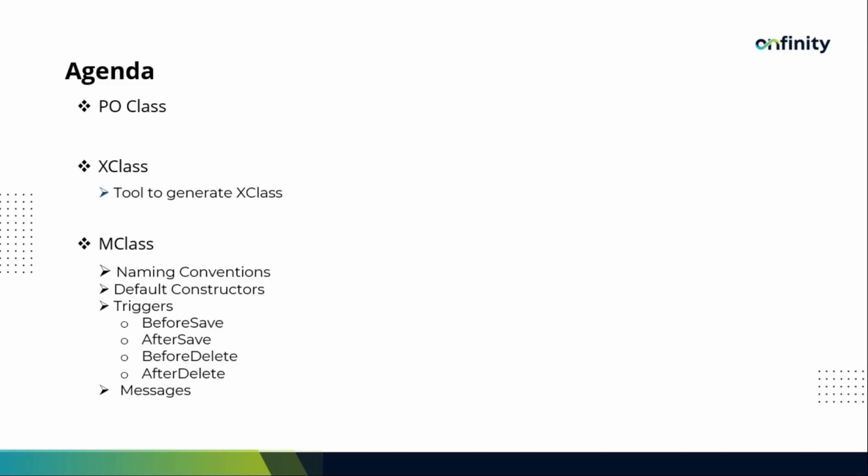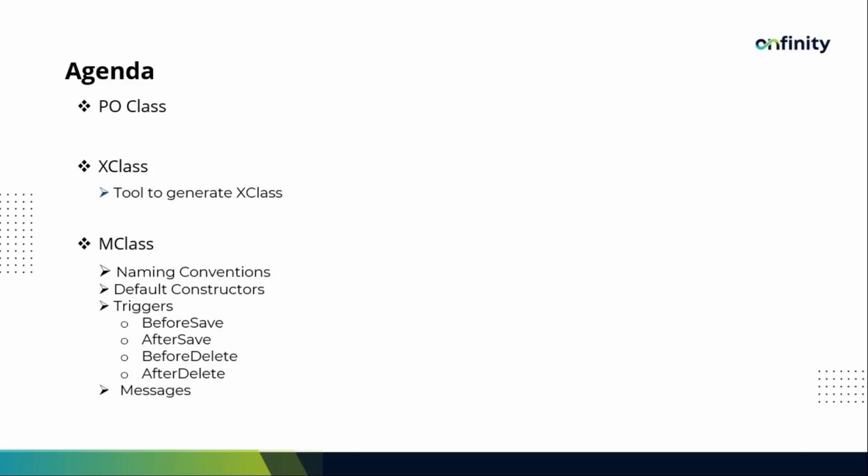Then we will learn about the X class and how we can generate the X classes. There is a tool available in the Onfinity system. With the help of this tool, we can generate the X classes for any table. X class is basically a property class for all the columns for a particular table, which provides us the get and set properties for all the columns.